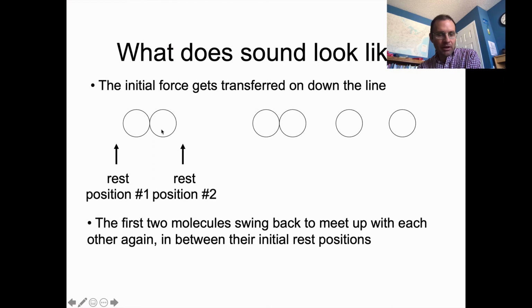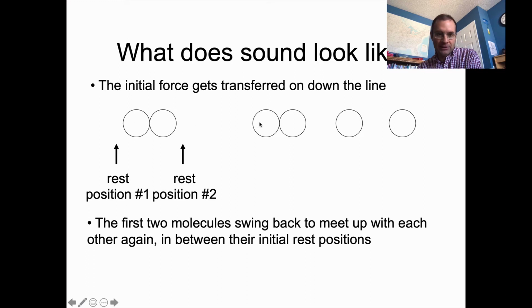After that second molecule gets pushed in this direction and then transfers its force down to the third one, it's going to come back to the other side of its initial rest position, and lo and behold, that first molecule will have swung back in that direction as well. So they'll meet up again.